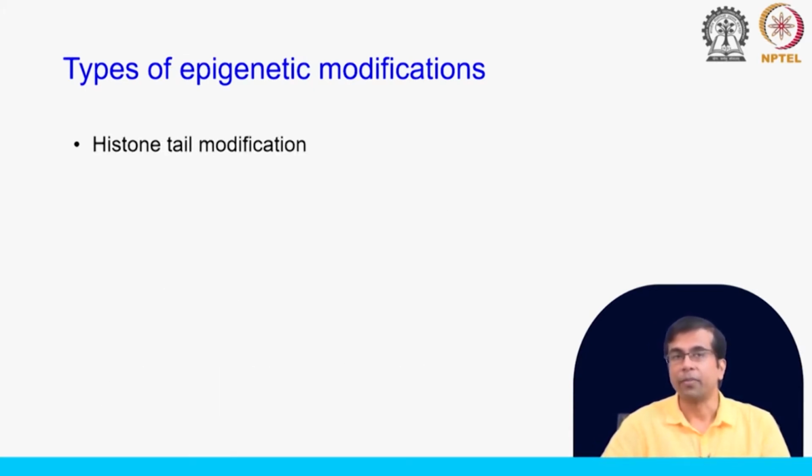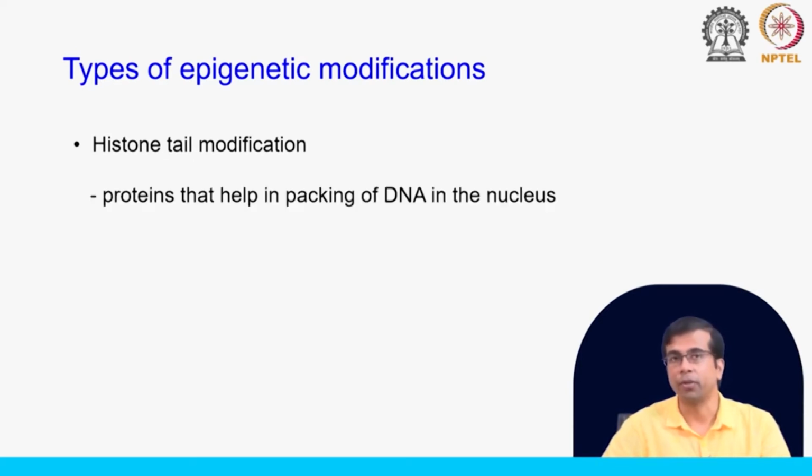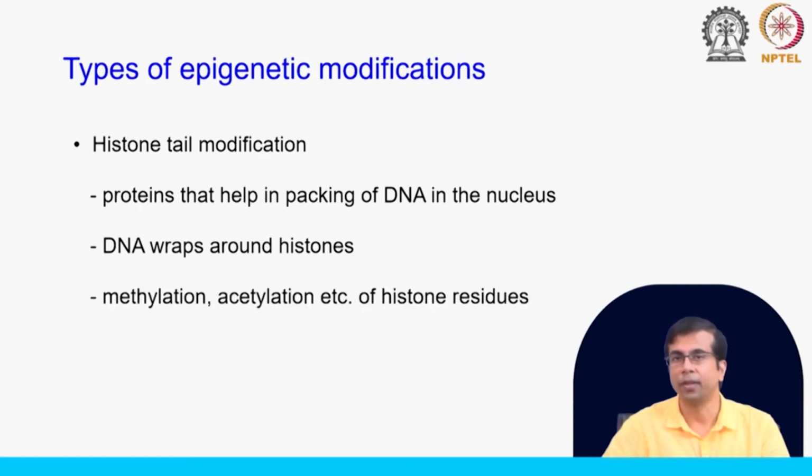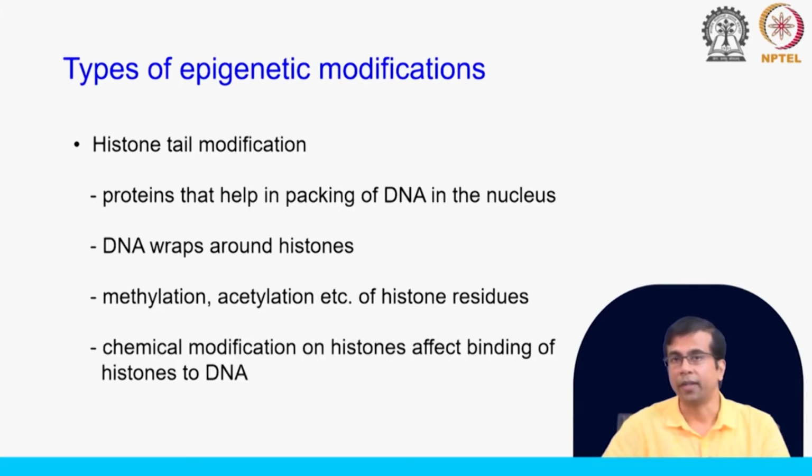You can also have something called histone tail modifications. Histones are proteins that help in packing of DNA in the nucleus, and the DNA wraps around histones. Without going into too much detail, you can see all those nice figures in the textbooks. You can have these histones being modified at certain residues. You can have methylation, acetylation, etc., on the histone residues. There are specific types of modifications, and I will just mention one or two of them.